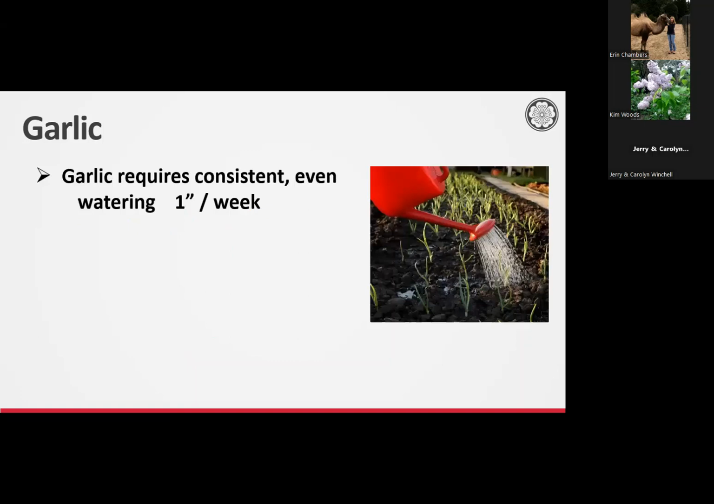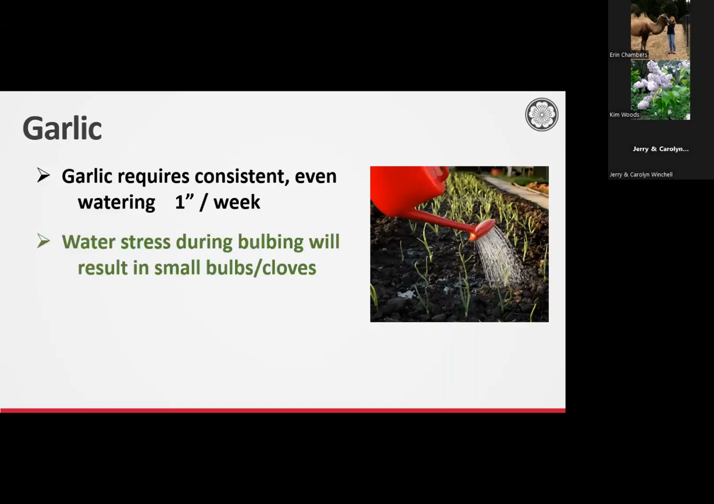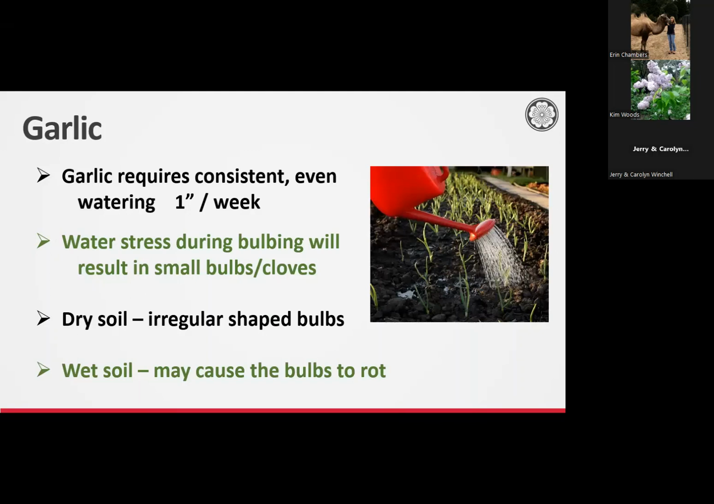Garlic requires consistent, even watering, 1 inch a week throughout the entire growing process. Water stress, especially during bulbing, will result in smaller bulbs and smaller cloves. Excessively dry soil will create irregularly shaped bulbs, and excessively wet soil may cause the bulbs to rot.